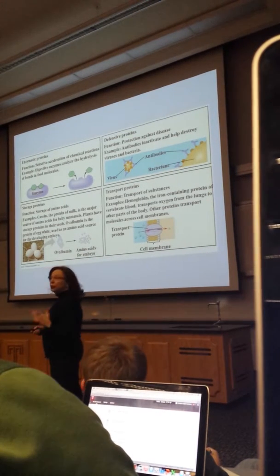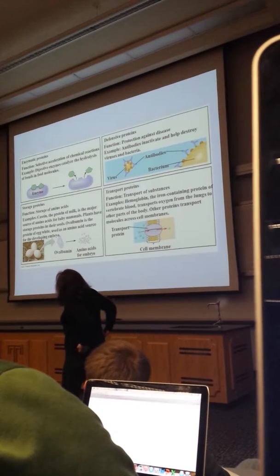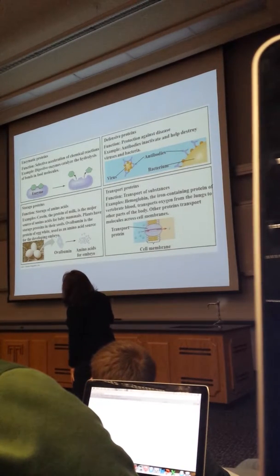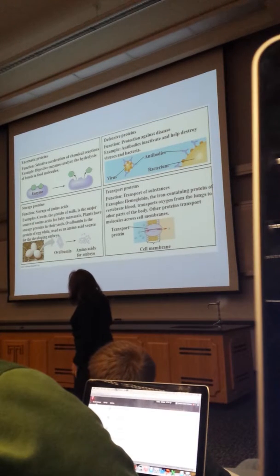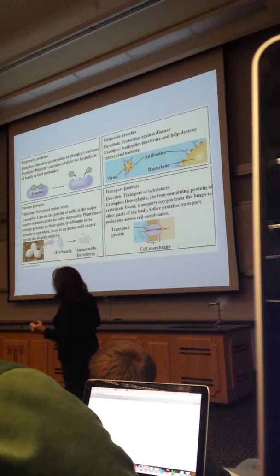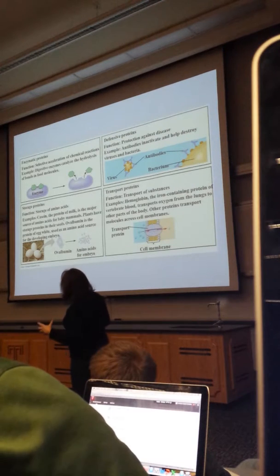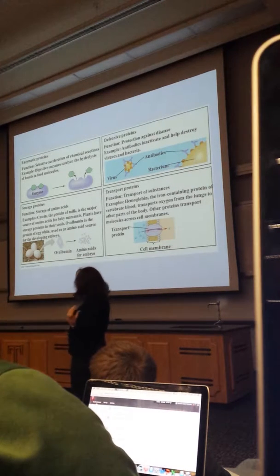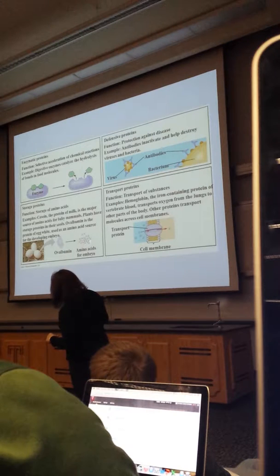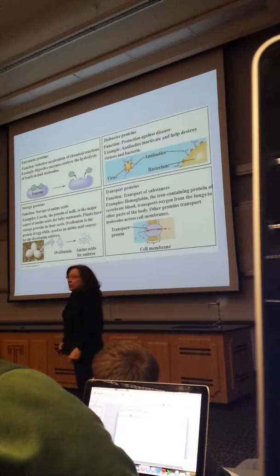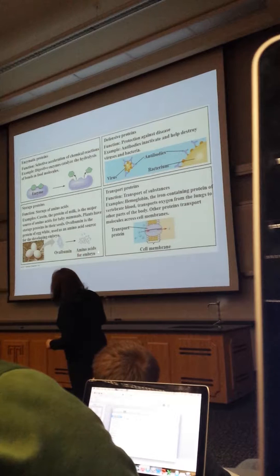Then we have storage proteins. Examples of storage proteins are milk, for example, or ovalbumin, the egg white in eggs. And what storage proteins do is it's just simply a protein that's composed of amino acids that gets broken down. So these amino acids can be used for the embryo, for the developing embryo.